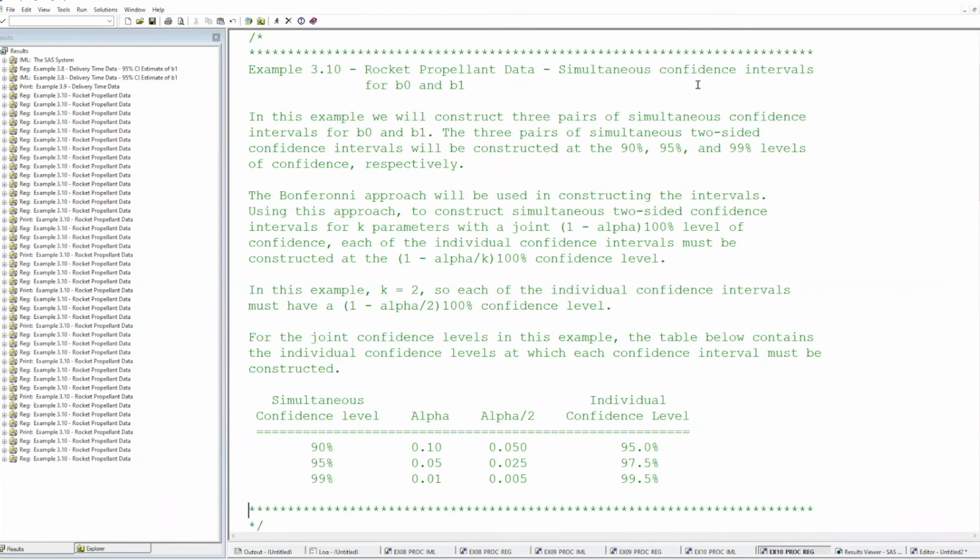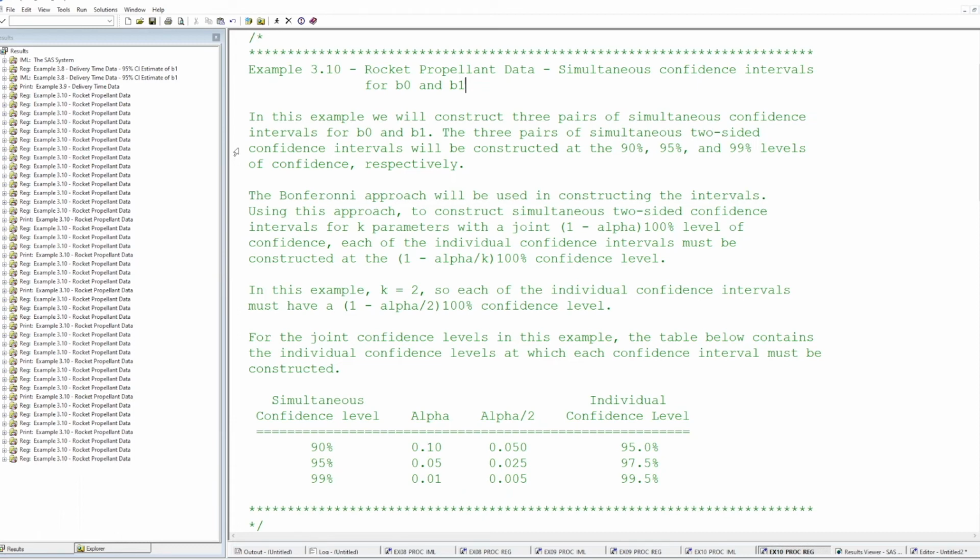All right, finally, let's look at example 3.10. Now, this deals with the rocket propellant data. In this example, we will construct 3 pairs of simultaneous confidence intervals for beta 0 and beta 1. The 3 pairs of simultaneous two-sided confidence intervals will be constructed at the 90%, 95%, and 99% levels of confidence, respectively. So in this example that we're doing here, we're going to do a little bit more than what they're doing in the book.